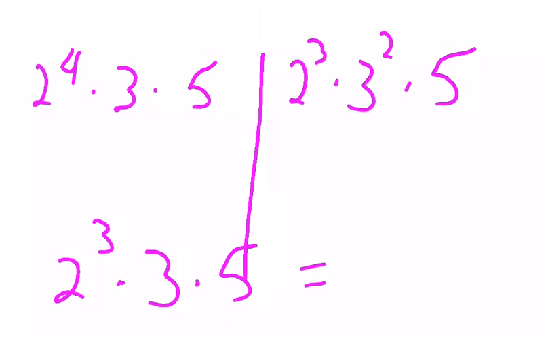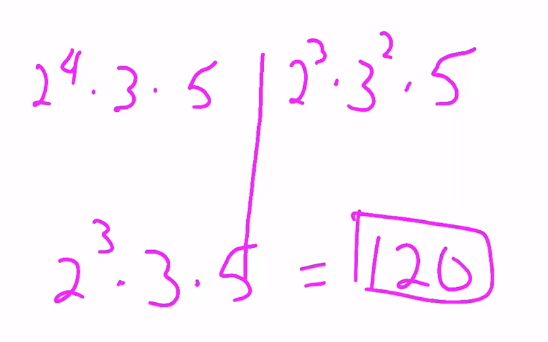Now all we have to do is multiply. So 2 to the 3rd is 8, because that's 2 times 2 times 2, times 3, and then times 5. And our answer is 120. So that's the biggest number that goes into 240 and 360.